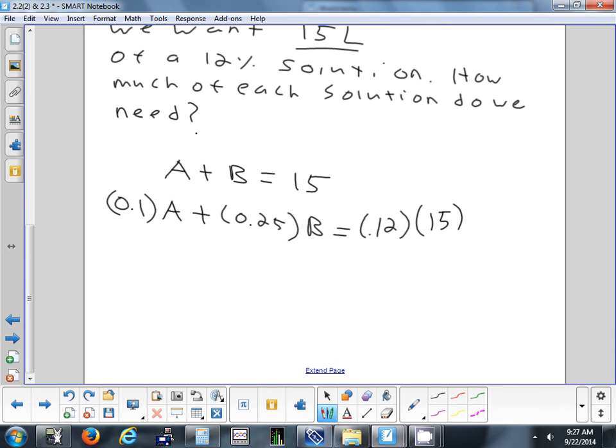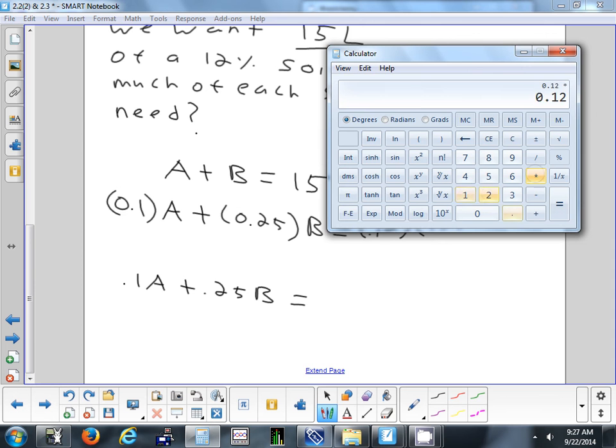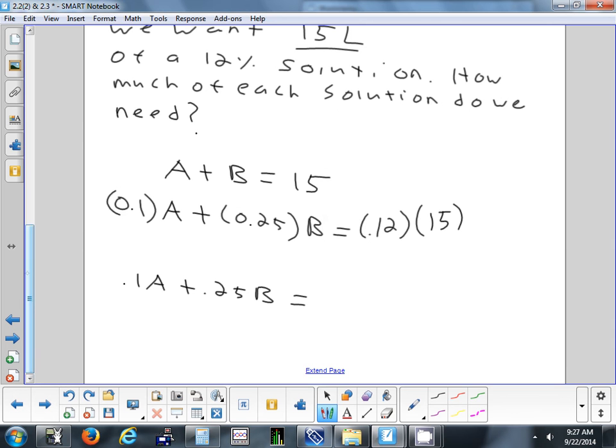All right, so let's simplify the second equation a little bit. 0.1A plus 0.25B. And the right-hand side, we can just do that out. So 0.12 times 15, that's 1.8. So now we know out of our 15 liters, 1.8 of it is pure 100% whatever the solution is. All right, so there's our second equation. But how am I going to use the first equation? What do I have to do here?